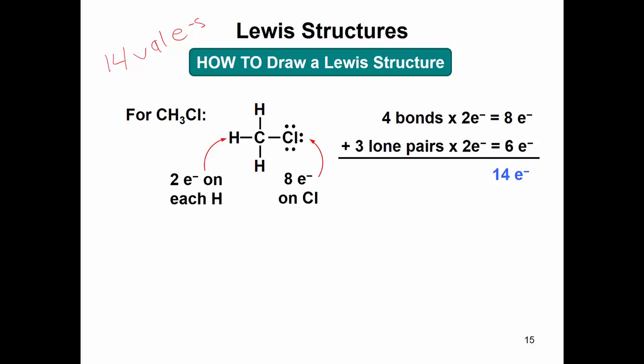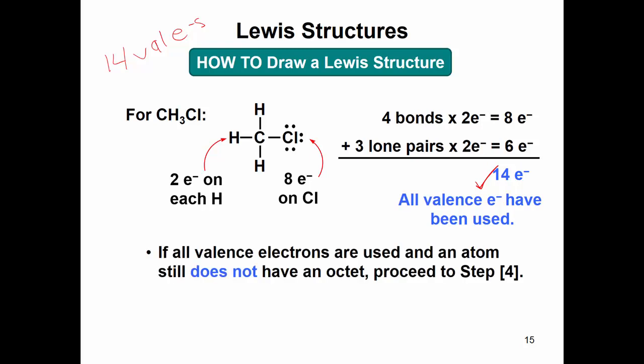And so if I add all of my electrons up, 2, 4, 6, 8, 10, 12, 14, then my Lewis structure matches the calculated number of valence electrons for the structure. So all of our valence electrons have been used.